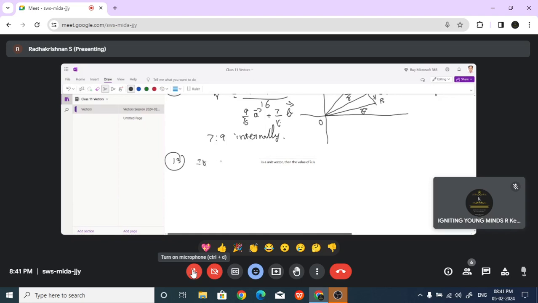If lambda i plus 2 lambda j plus 2 lambda k. So what is the magnitude of this vector lambda i plus 2 lambda j plus 2 lambda k? Square root of lambda square plus 4 lambda square plus 4 lambda square. Each coefficient you square up and add them, right?